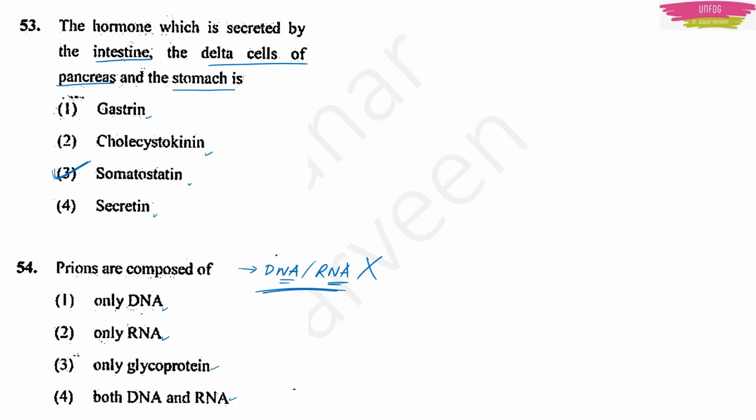So now if you look at the options like only DNA, only RNA, both DNA and RNA, these get cut out because these are not present in the prions. But like I mentioned earlier, these are abnormally folded infectious proteins, right? So prions are composed of only glycoproteins. So option 3 is the right answer.